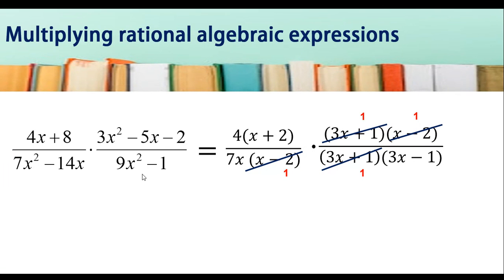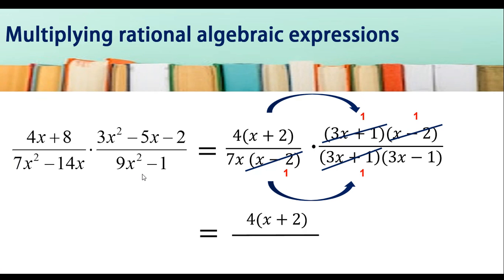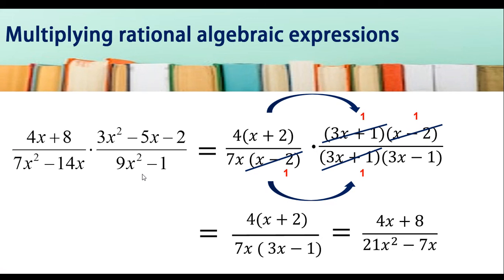So 4 times quantity x plus 2 times 1 times 1, that is 4 quantity x plus 2. And then 7x times 1 times 1 times 3x minus 1 is 7x times 3x minus 1. And this is the product form.